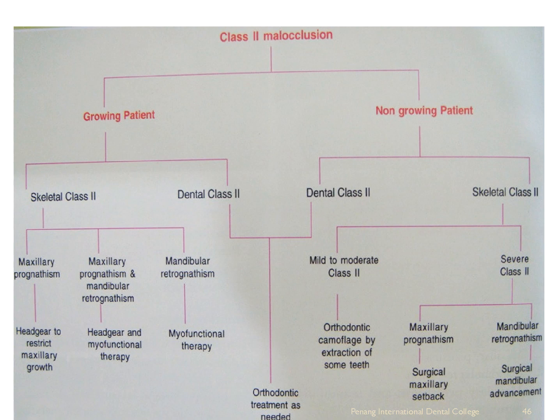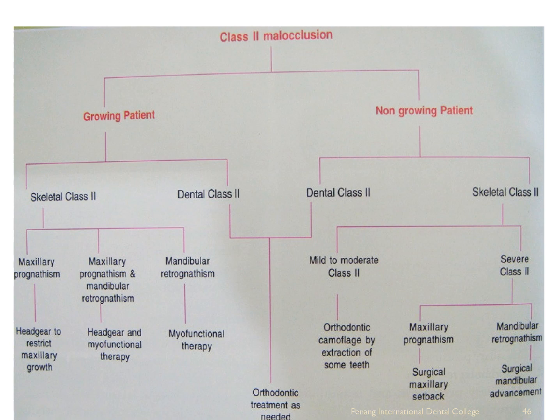Now, coming to the non-growing patient, when the patient is non-growing and has a skeletal problem, the first thing that comes to your mind is surgery. Well, that is true. Now, that depends upon whether the case is mild to moderate class 2 or a severe class 2. When it is mild to moderate class 2, you can still do the treatment with camouflage, that is by extracting some teeth.